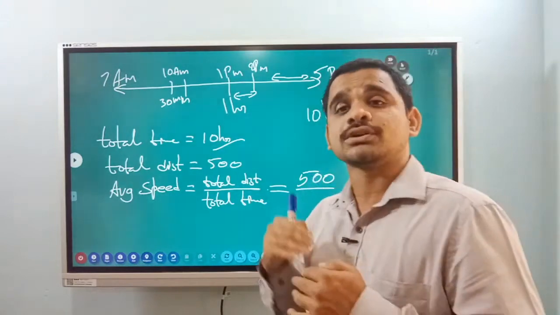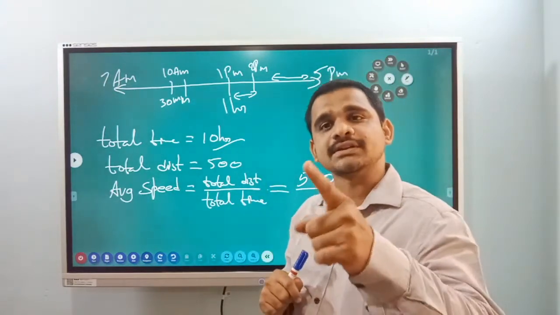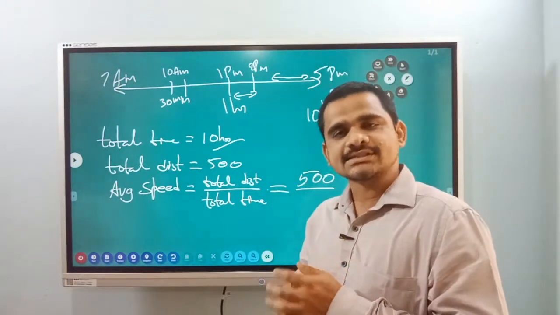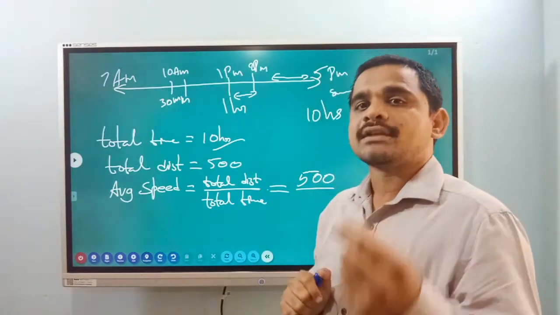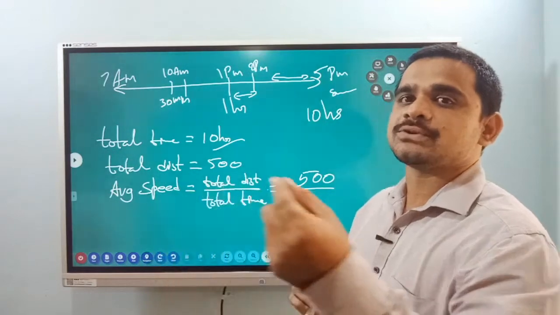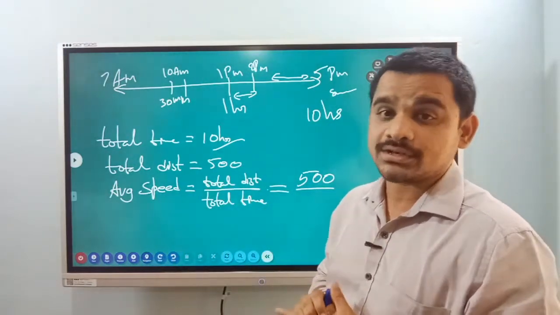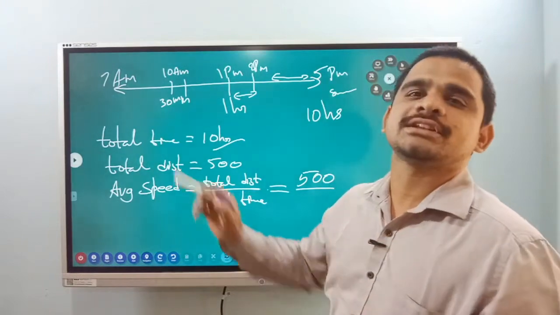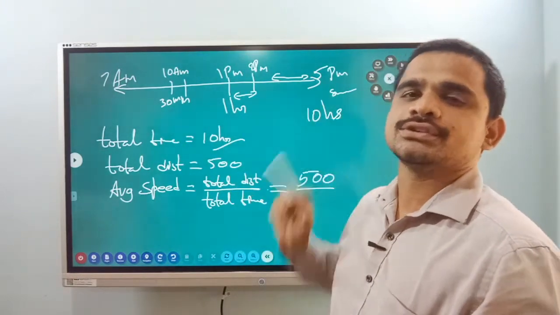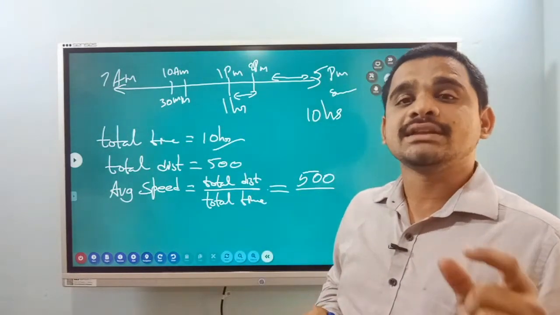Did we have to consider that time also? Yes, we have to consider. Why? Because average speed means total distance by total time. Total distance traveled by total time. Means total time of journey we have to consider from this point to this point. Many will get out here.